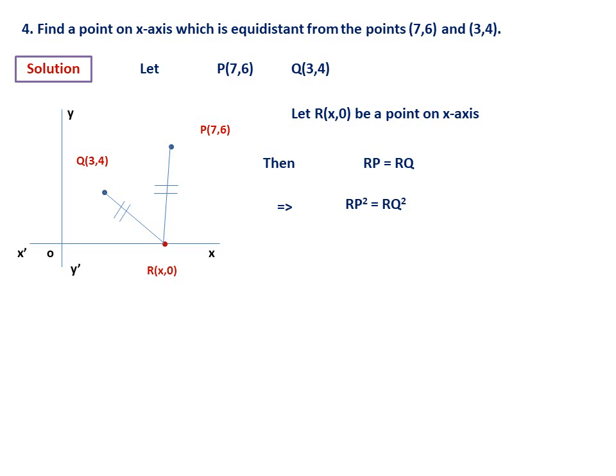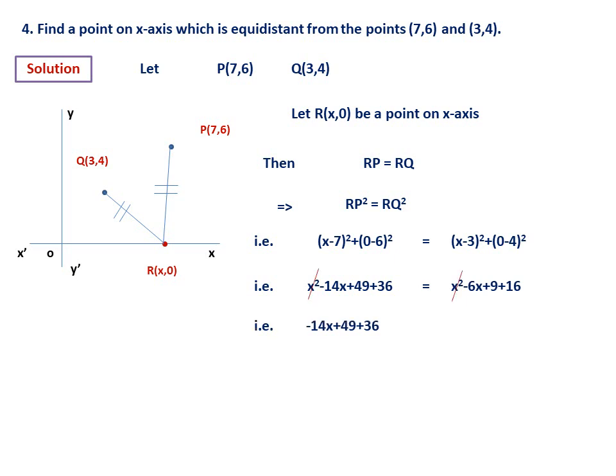So this implies RP square must be equal to RQ square, that is, squaring them just to avoid square root. Now use distance formula. (x minus 7) whole square plus (0 minus 6) whole square must be equal to, that is RP, and RQ is (x minus 3) whole square plus (0 minus 4) whole square. Simplify. Left hand side you get x square minus 14x plus 49 plus 36, and right side it is x square minus 6x plus 9 plus 16.